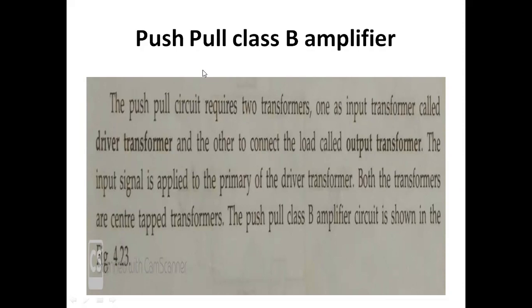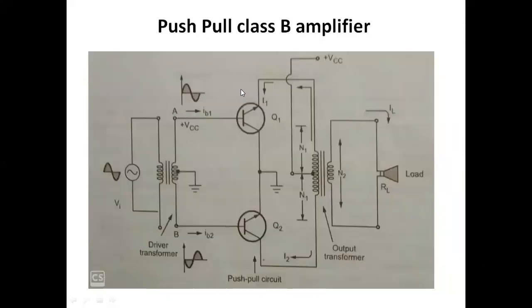So here, this is the figure which represents the push-pull configuration. In the push-pull configuration, we are using 2 transistors and 2 transformers. These transformers are center tapped transformers, that is, this secondary is grounded and this one is connected to this. So we are using 2 center tapped transformers and 2 transistors, and these 2 transistors are of the same type.